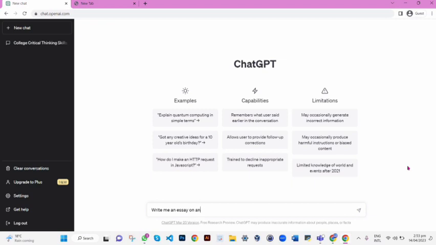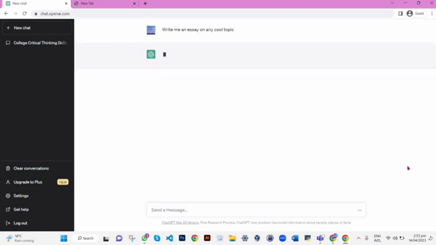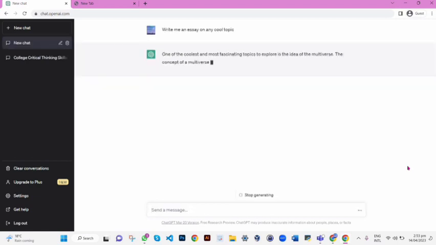Anyways, jumping back into the interface, right now this is how the interface of ChatGPT looks, and right now I'm asking it to write me an essay on any cool topic. That is what I'm writing, and let's see what it gives, how it structures the topic, and what topic it is actually choosing. We're also going to see if it gives the right information or not.